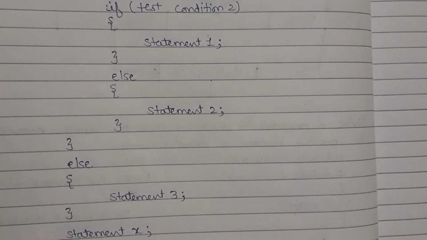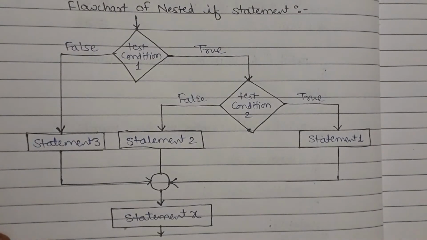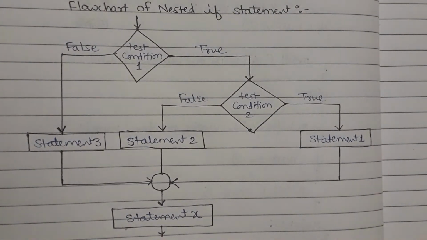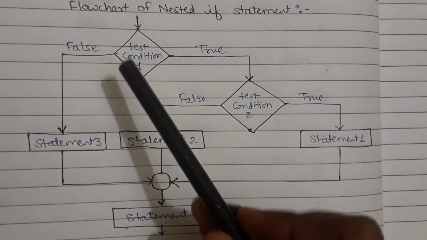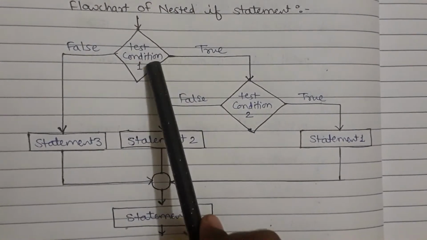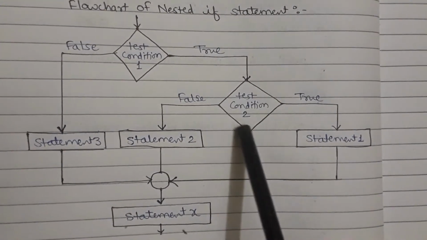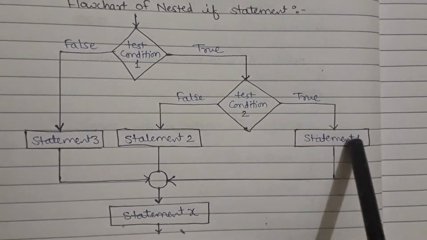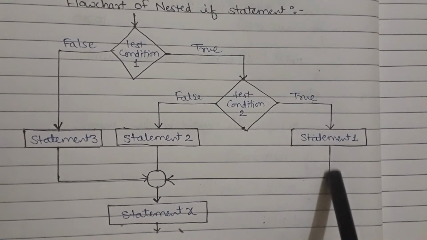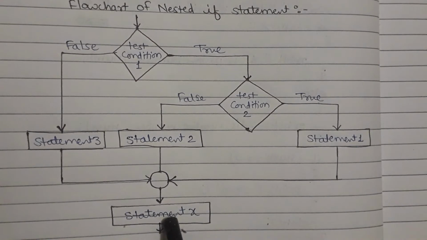For simplicity, we will see the flowchart of the nested if statement. As we have seen the syntax, we have drawn this flowchart. Here we have test condition 1. If test condition 1 is true, it will check test condition 2. If test condition 2 is true, it will execute statement 1, and after executing statement 1, the control directly goes to statement X. So this is the first case.